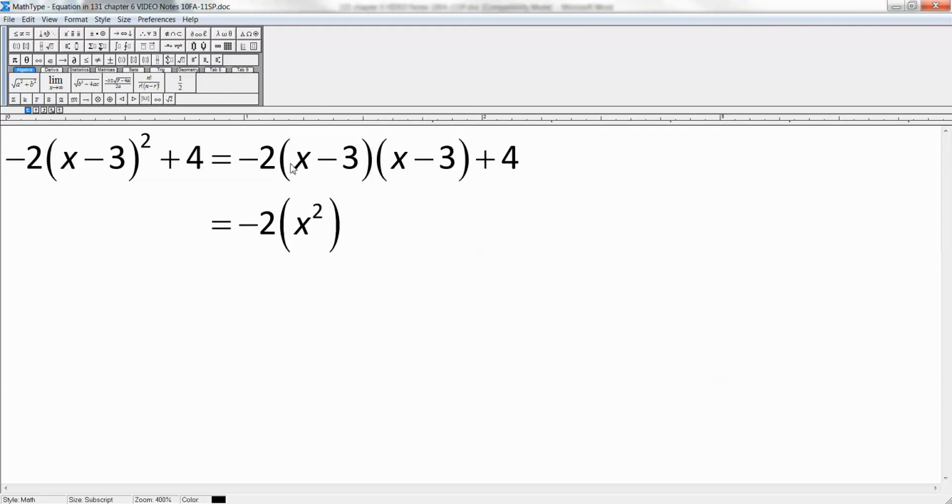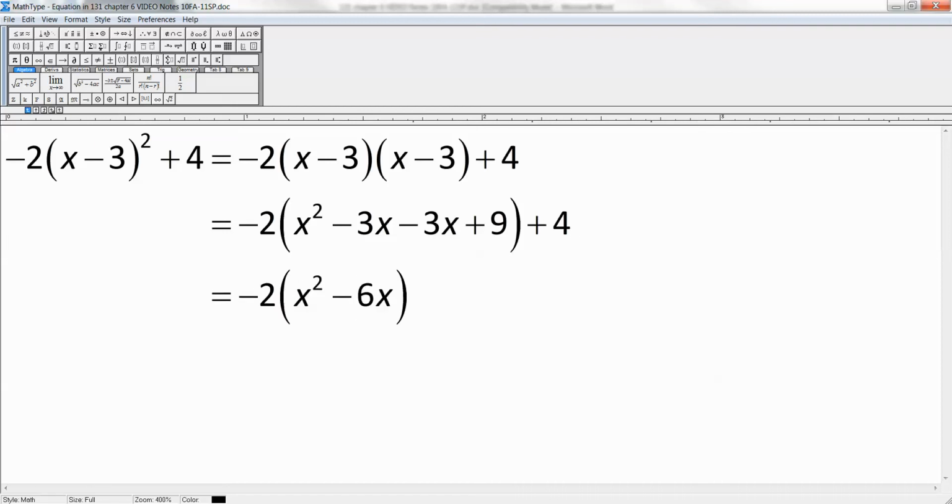X times x is x squared. So do the first one here times the first one over here. Then you do x times minus 3. So that makes minus 3x. Then you have minus 3 times x, that's inners, so that's minus 3x, plus 9, because minus 3 times minus 3 is plus 9. And then I still have this plus 4 kind of sitting out there. I haven't done anything with it, so I just leave it. All right, now I'm going to distribute. Oh, no, I'm not. Minus 2 times x squared minus 6x plus 9 plus 4.